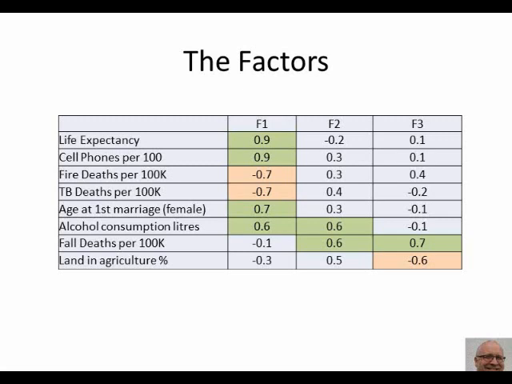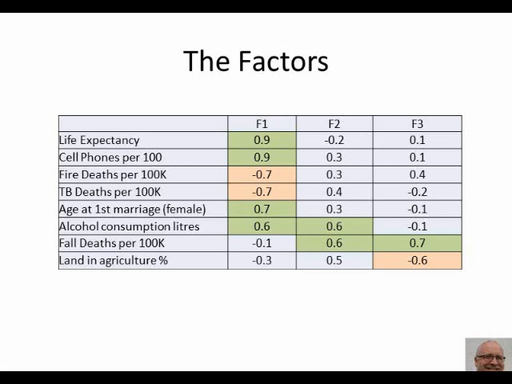to +1. And what we see is that factor 1, which accounts for 43% of all the variation, has taken almost all the big numbers. It is heavily correlated with life expectancy and cell phones. It is negatively correlated with fire deaths and TB deaths. It's positively correlated with first marriage. It's positively correlated with alcohol consumption. And that's where a big chunk of the information is.